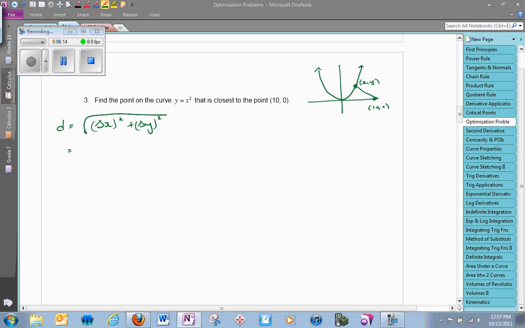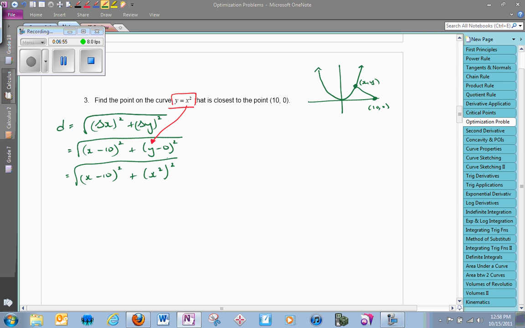If I plug in what I know, looking at my diagram, I get (x minus 10) all squared plus (y minus 0) all squared. Well, there's a problem, and the problem is that I have two variables. I have x and y, but hopefully you may have figured out that y is equal to x squared. So I can easily substitute in for y here so that my equation only has x's in it. So I get (x minus 10) squared plus x squared minus 0, which is just x squared squared.